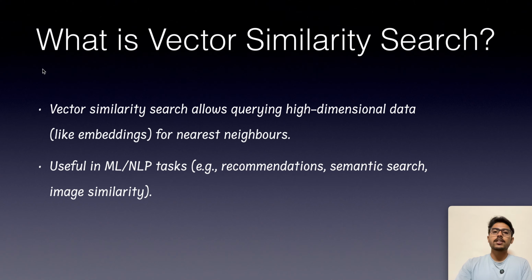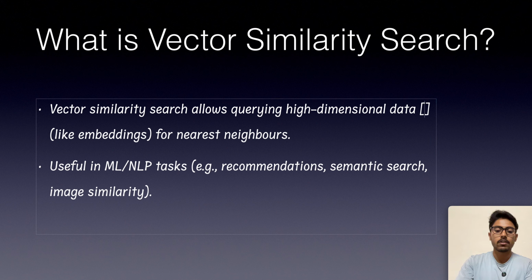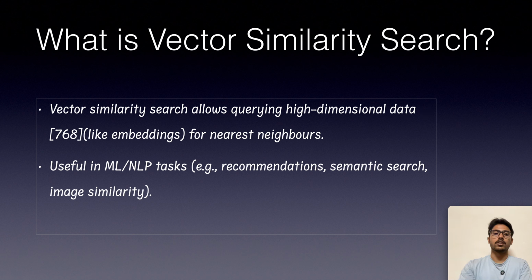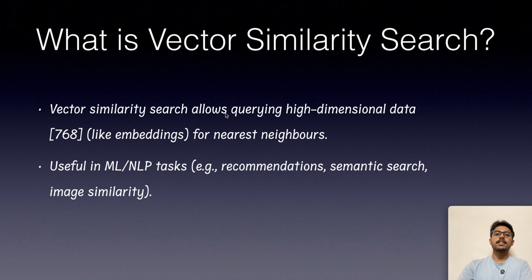Vector similarity search allows for querying high dimensional data like embeddings for nearest neighbors. When we say high dimensional data, the vector size is about 768 dimensions, right? That's how we can assess high dimensional data to get the nearest neighbors and queries that fall under this category. These are also used in ML and NLP tasks, for example recommendation systems, semantic searching, and image similarity.